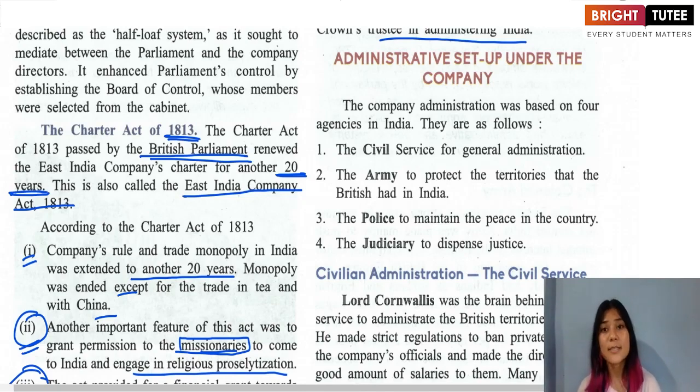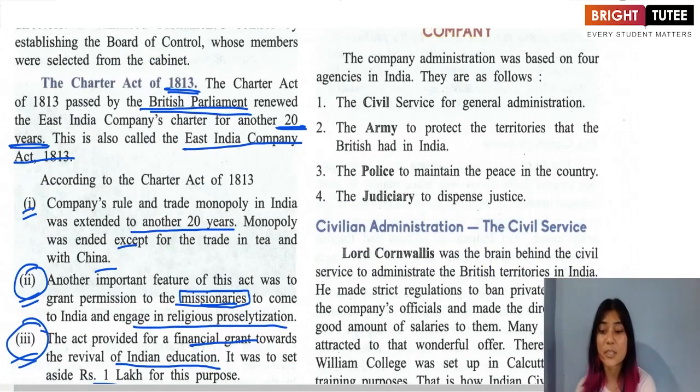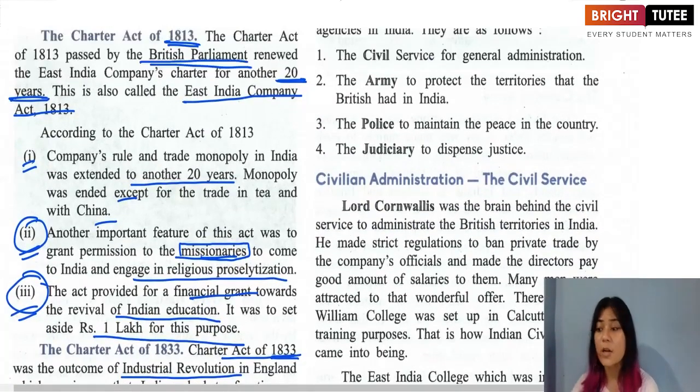Now we look at some of the main components, some of the main parts of that administrative system. There were four main parts in the East India Company's administrative system. Number one, the civil service. Number two, the army. Number three, the police. Number four, the judiciary.